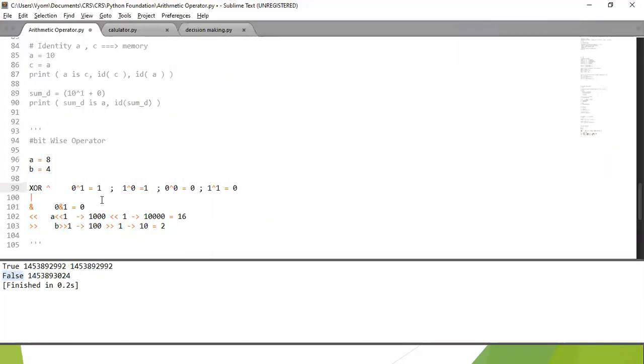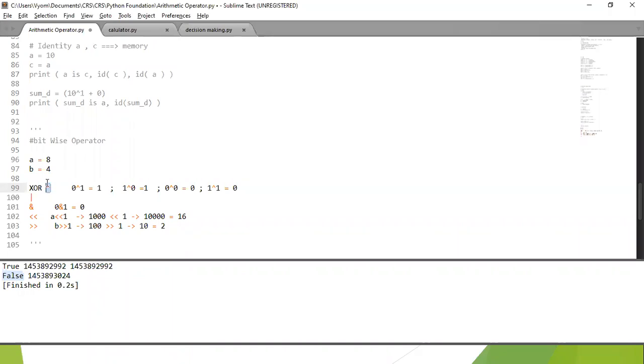You will see the symbol above 6 on your keyboard. Over there you'll see XOR. Okay, I see somebody knows. Correct, XOR. Fine.